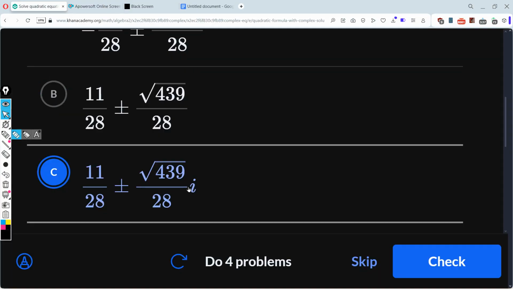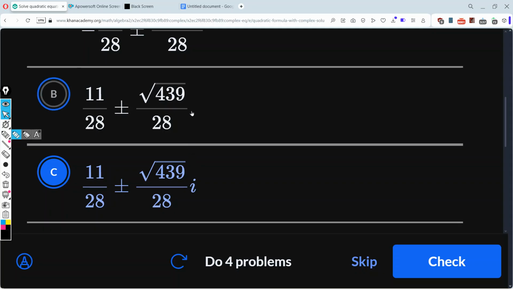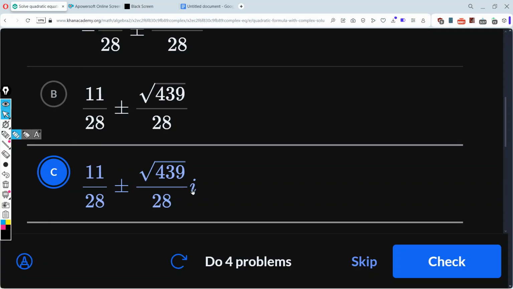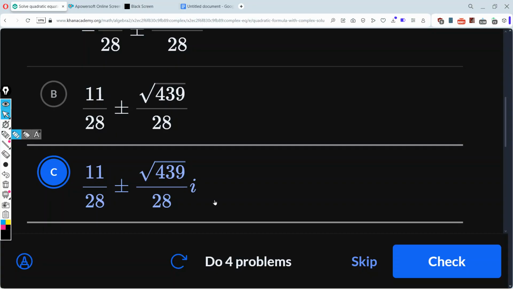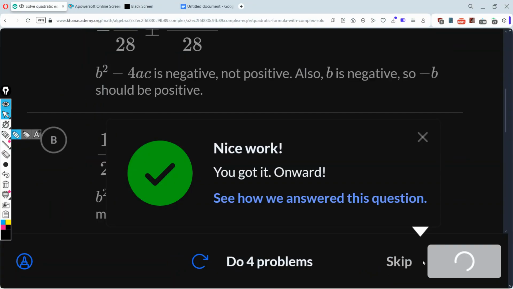Okay, I got it back. Answer C. Notice B and C are the same with the exception of the I. Okay, I forgot the I part. I thought they would put the I in front of the square root. Apparently, they put it out front. So I had everything correct, but I forgot the I part. There you go.